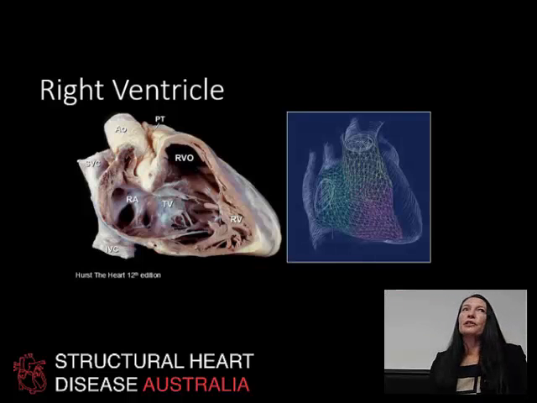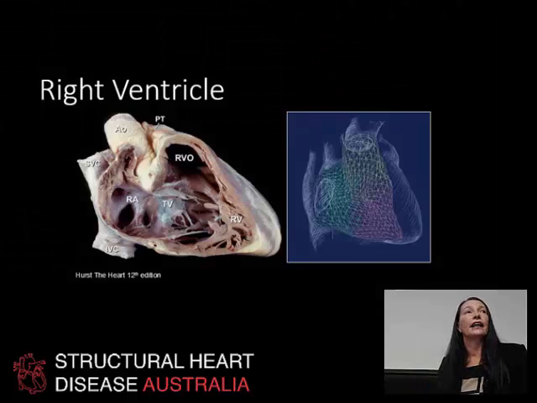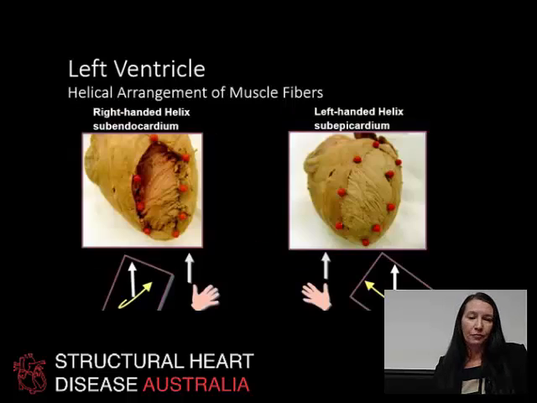So why is the right ventricle so special? It's structurally very different to the left ventricle, and we'll go through the muscle fibre orientation, but essentially it's got a large inlet, it's got a tunnelled outlet, and it basically has a separation of the inflow and the outflow, unlike the left ventricular inflow and outflow.